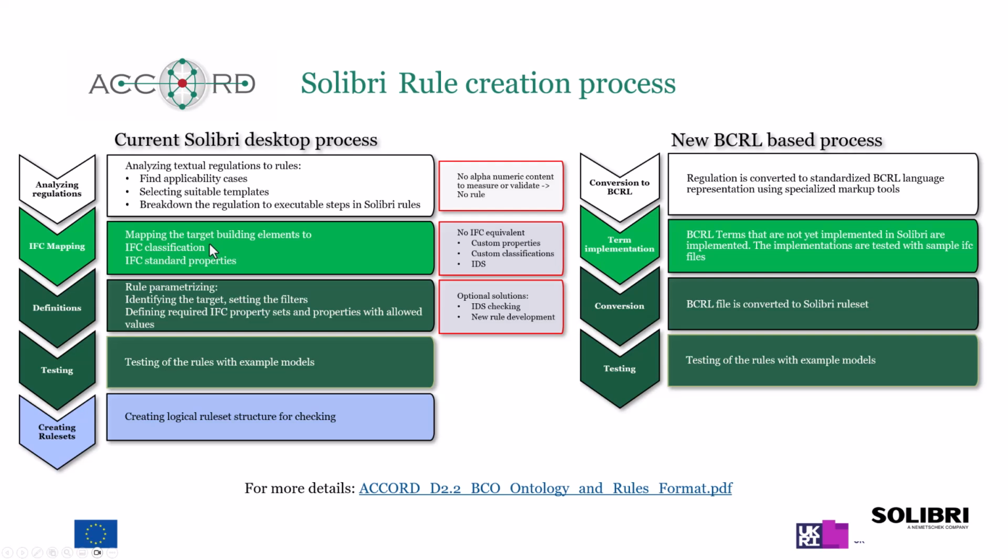mapping the target building elements to IFC classification, and now we are talking about the desktop process as it currently is. We test the file, we parameterize, we test the file, and finally create the logical rule set structure for checking. And if there are not enough details that we need, we either have no rule, or we have to make a customized solution and run the customized solution for checking.